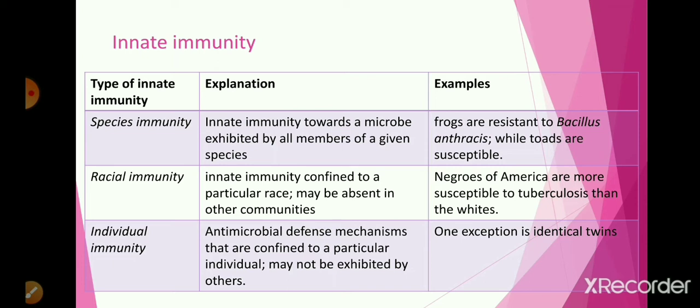So next point is individual immunity. Talking about individual immunity, all individuals have specific immunity against microorganisms. Some individuals are specifically resistant against a microorganism, whereas other individuals may be susceptible to that pathogen. These antimicrobial defense mechanisms that are confined to a particular individual may not be exhibited by another, where the antimicrobial defense provides strong defense at the barrier layer. Epithelial cells secrete a broad spectrum of proteins and peptides that provide protection against pathogens.